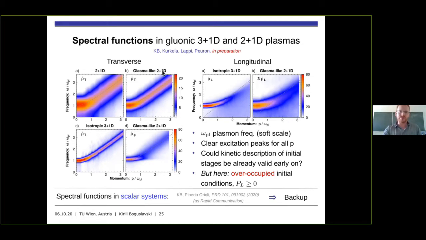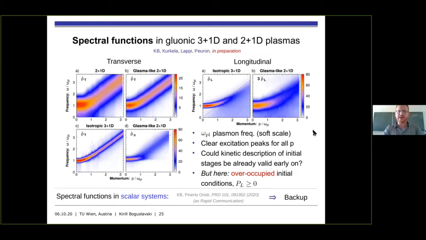Now, this Glasma-like 2+1 dimensional system is not a flux tube condition. It is also an over-occupied initial condition, but it's a 2+1 dimensional theory plus a scalar field, which is very similar to the Glasma. It's also non-expanding, and here you see maybe broader excitations, but still quasi-particles for all momenta. For longitudinal polarizations, you see maybe a bit more Landau damping, but you again see quasi-particles.